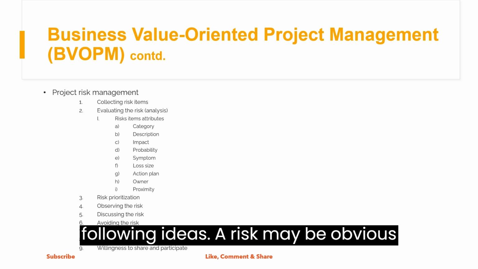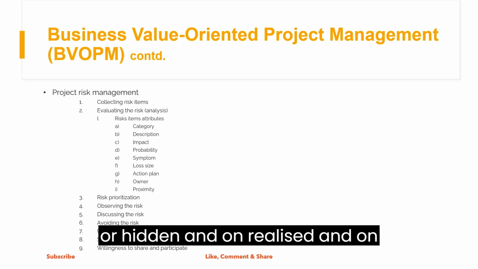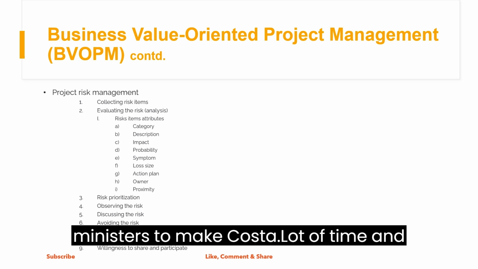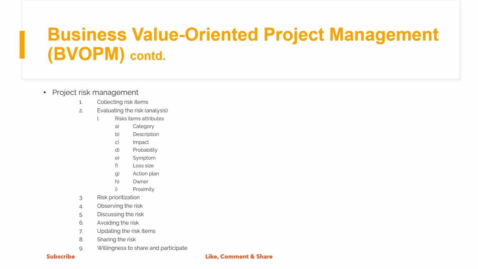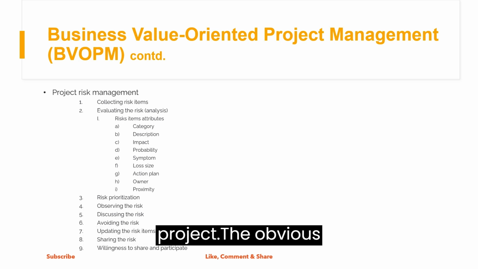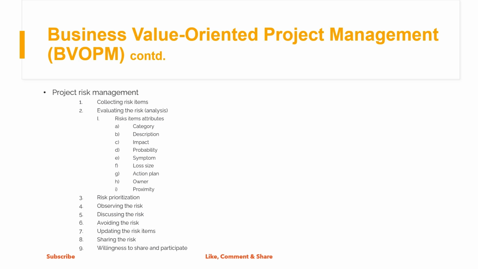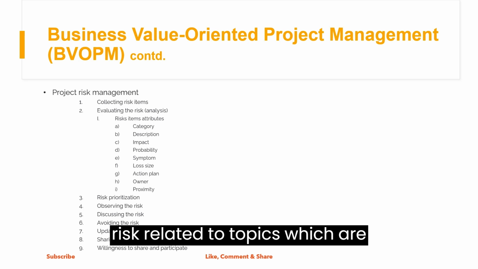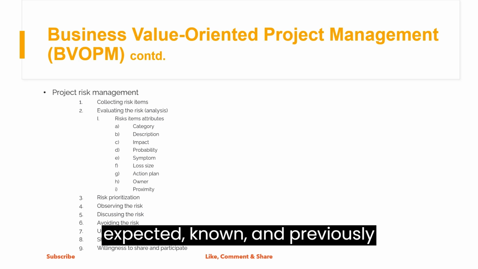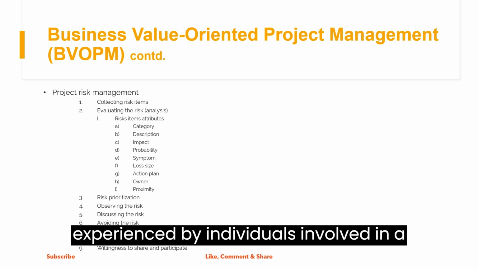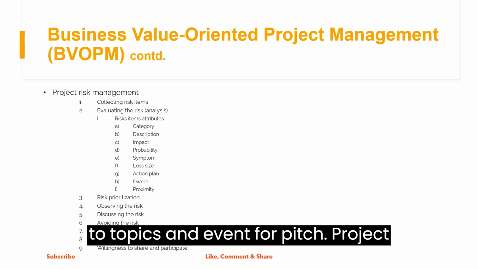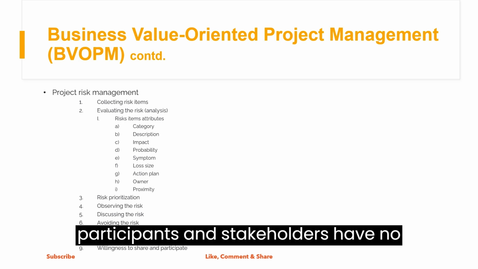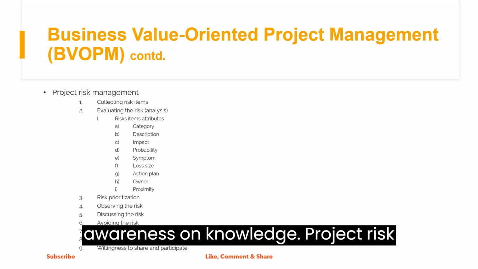A risk may be obvious or hidden, and unrealized and unmanaged risk may cost a lot of time and resources, and unmanaged risk may be a reason for the failure of the project. The obvious risk is related to topics which are expected, known, and previously experienced by individuals involved in a project. The hidden risk is related to topics and events for which project participants and stakeholders have no awareness or knowledge.